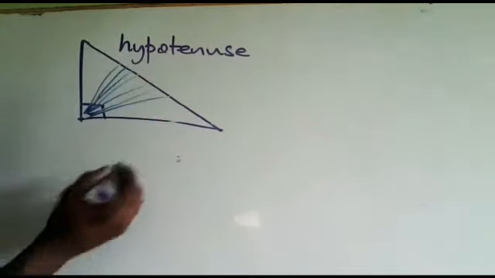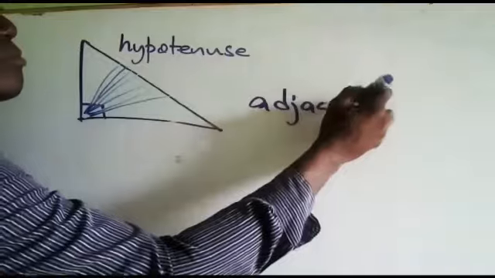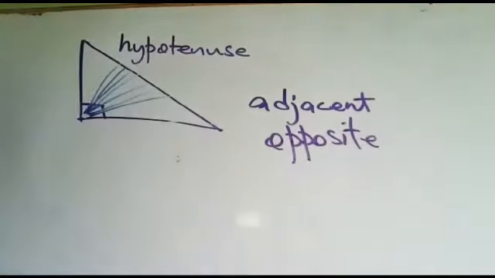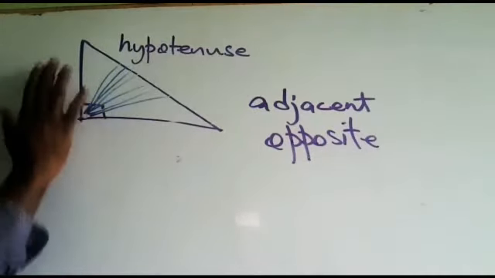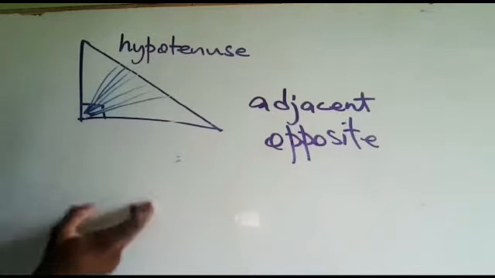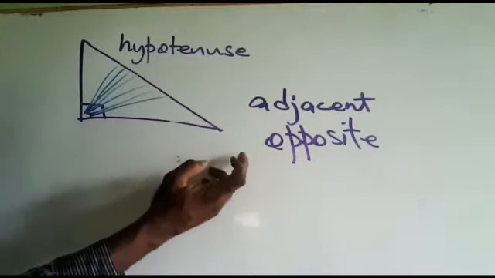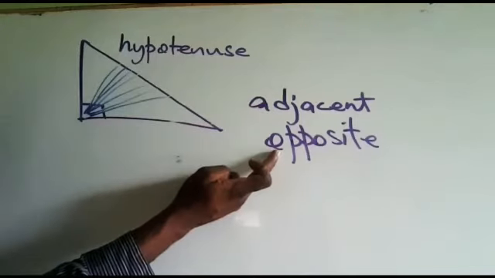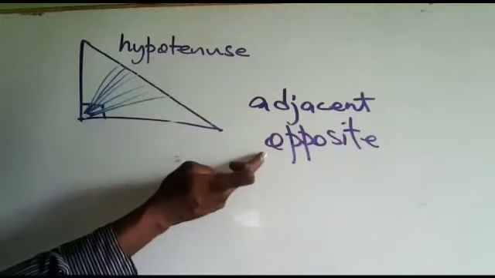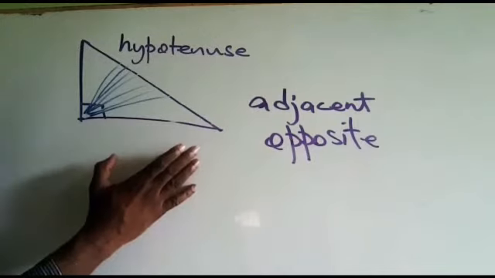Now, the other sides are the adjacent side and the opposite side. So if you ask me which one of these sides is adjacent and which one is the opposite side, I will say to you, I don't know, because in order for me to state the adjacent side or the opposite side, I need an angle. So the adjacent side and the opposite side are actually relative to an angle.